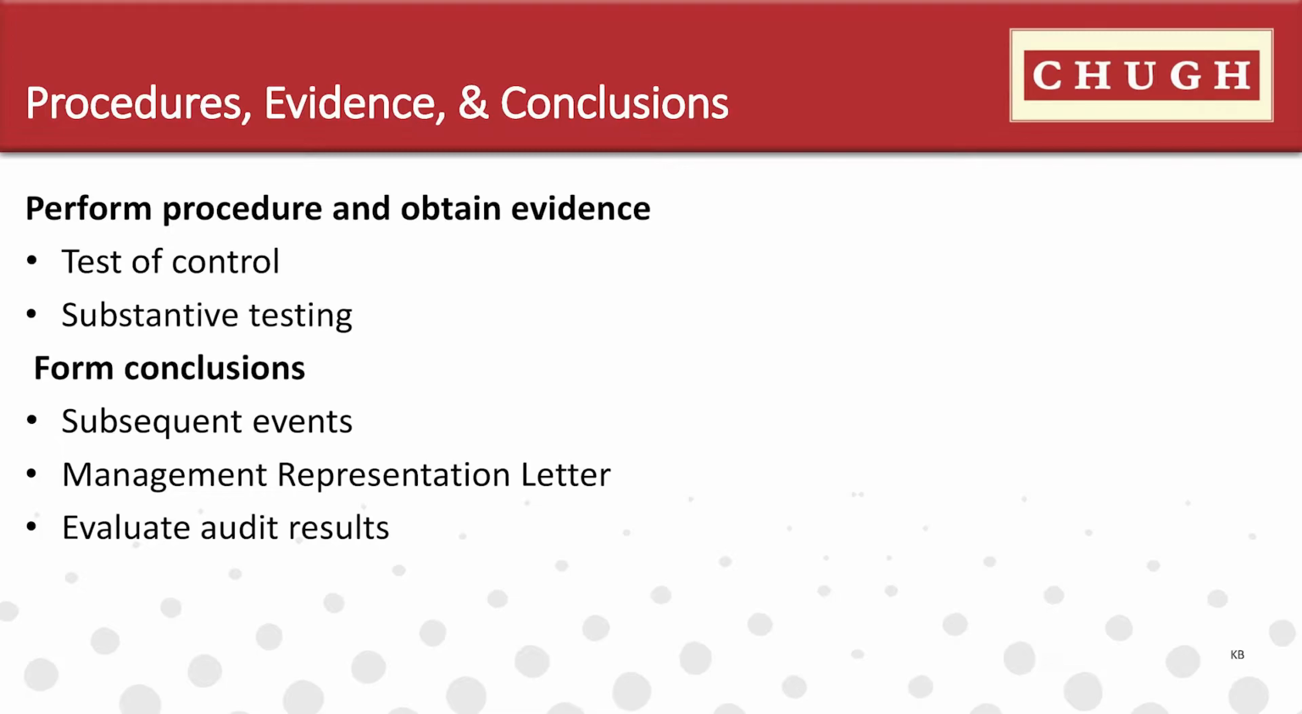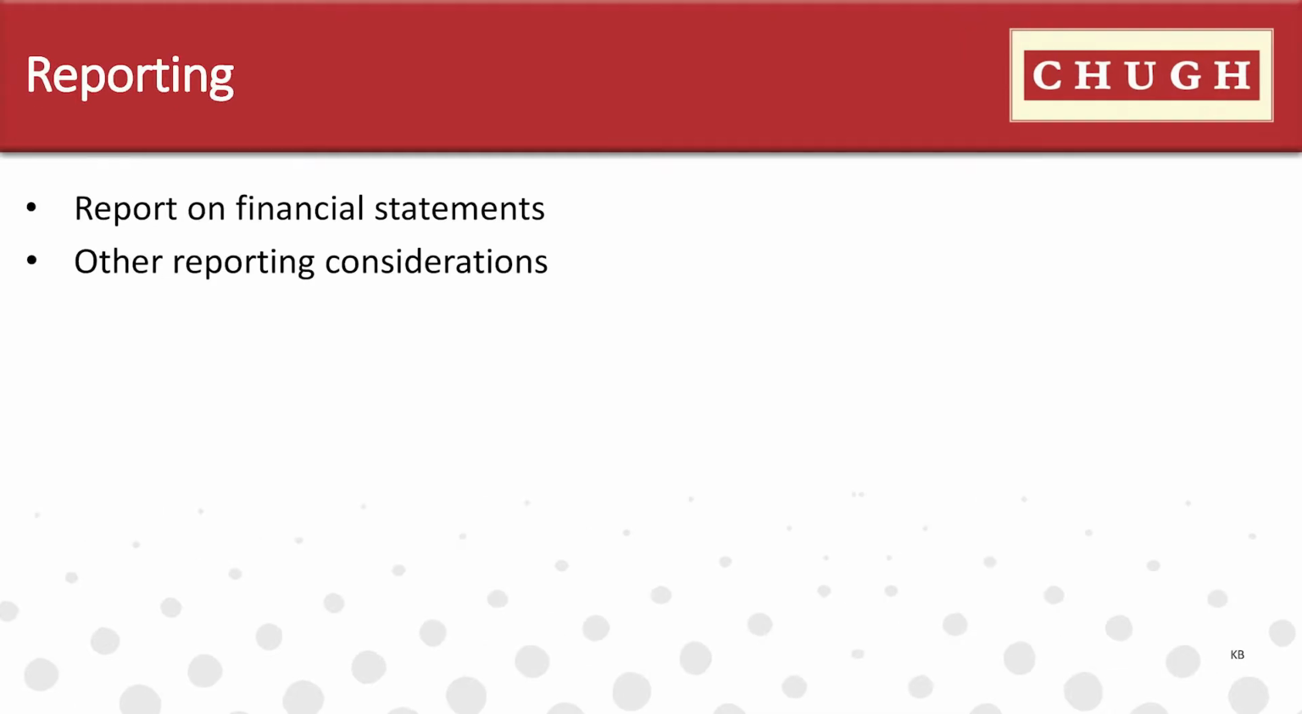We evaluate audit results based on our subsequent event testing, test of control, and substantive testing. And then we report on the financial statements. For reporting, there are other reporting considerations, and reporting on financial statements involves 4 kinds of opinion. If we are issuing a clean audit report, we will issue an unmodified or unqualified opinion. We also issue an adverse opinion. We can issue a disclaimer of opinion similarly.